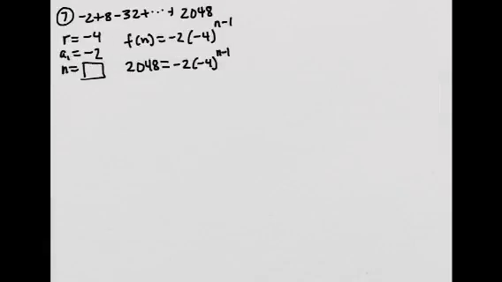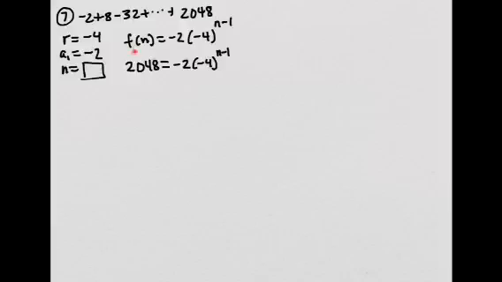Okay, so for number 7, the common ratio is negative 4. That's what you multiply this number by to get that number, and so on. The first term is negative 2, right here. We don't know how many terms there are in this series because there are some numbers missing in here. So we have to figure this out first before we can find the sum.